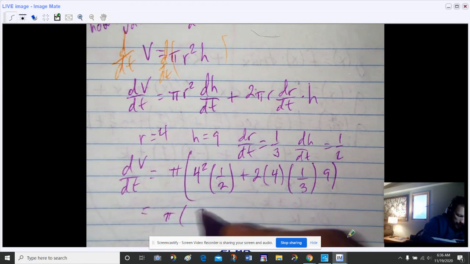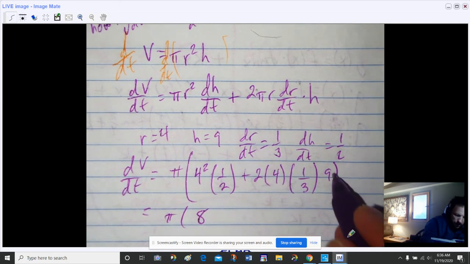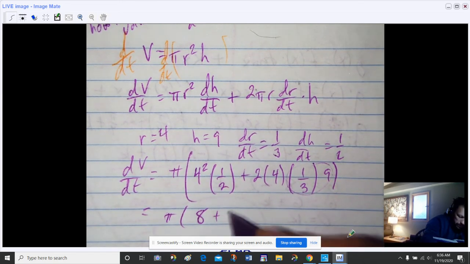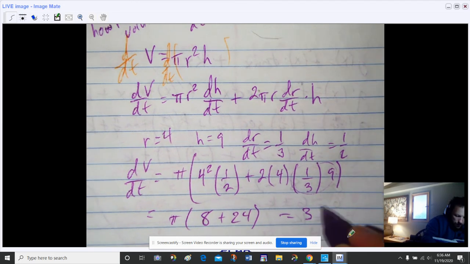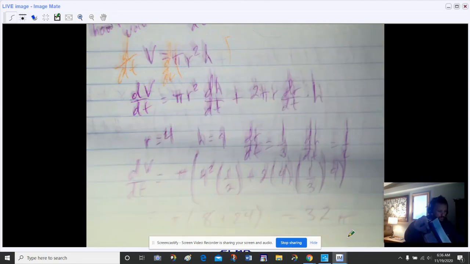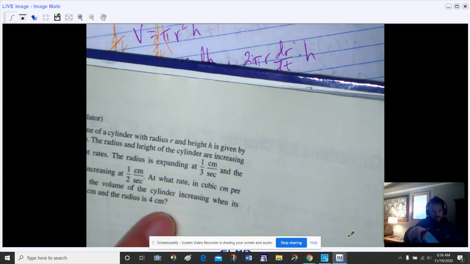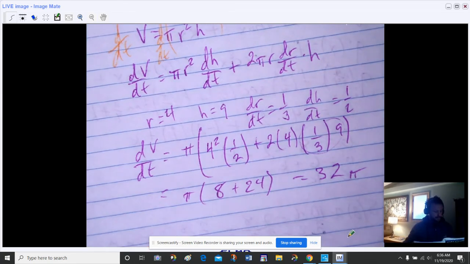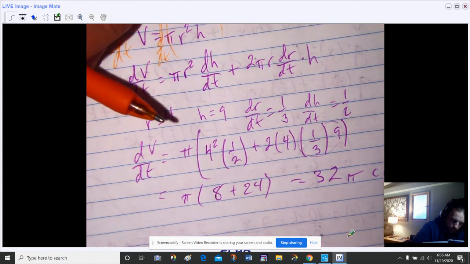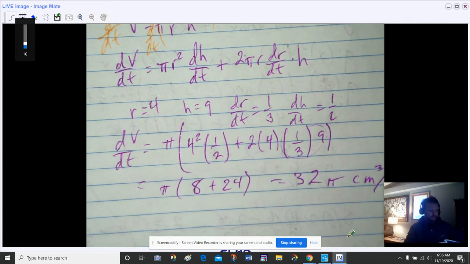And we get pi, that's going to be 8. 16 times 1/2 is 8. 8 times 3 is 24. And so we end up with 32 pi. And then this will be measured in, well, they actually told us in cubic centimeters per second, because volume is cubic. That's what you want to be able to do.